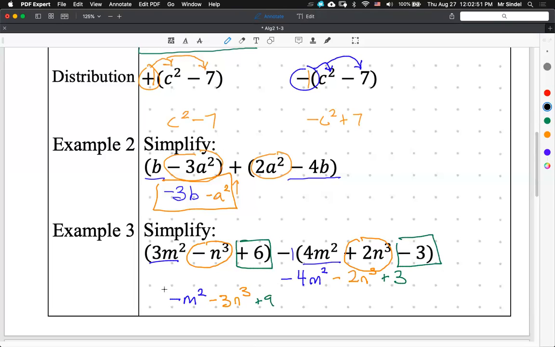And then I'll go ahead and box my final answer. Again, if it helps, you can kind of cross out this one so you don't use it. We're using Josie's new -4m squared minus 2n cubed plus 3. Yeah, there's our final answer.